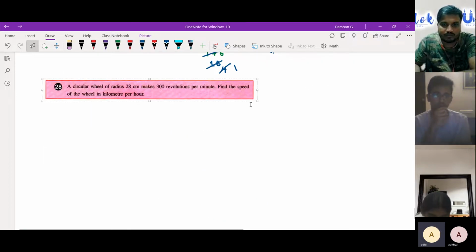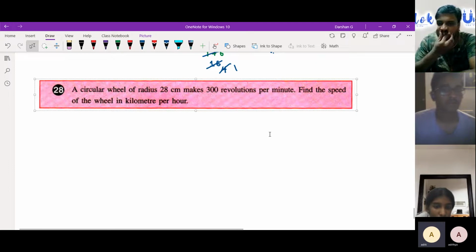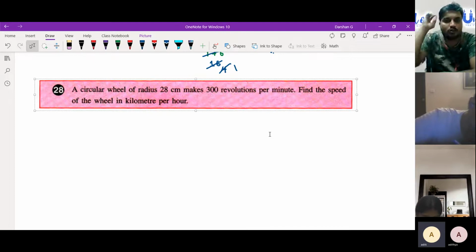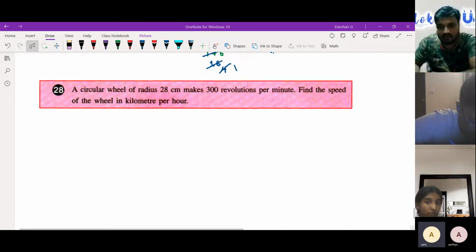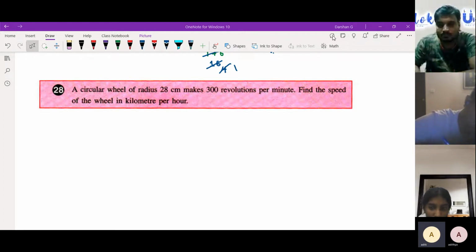Okay, so next question. A circular wheel of radius 28 centimeters makes 300 rotations per minute. Find the speed of the wheel in kilometers per hour. Come on, try to solve this question. I'll be giving 3 minutes to solve it. Aditi and Aditya, turn on your camera and start answering. Read the question properly and then start doing it.